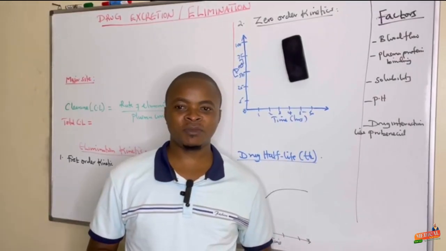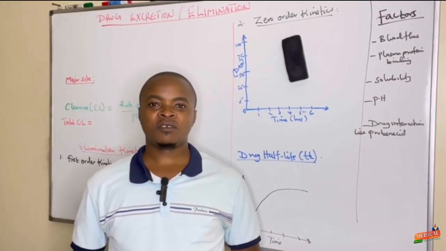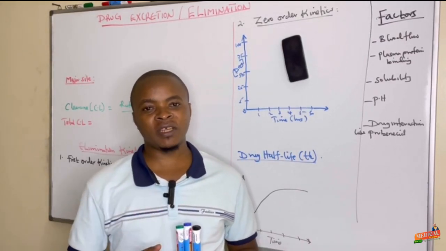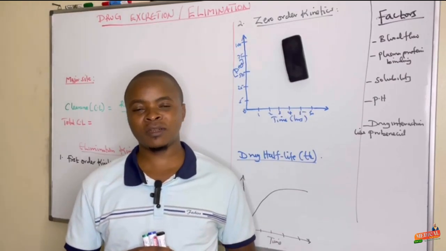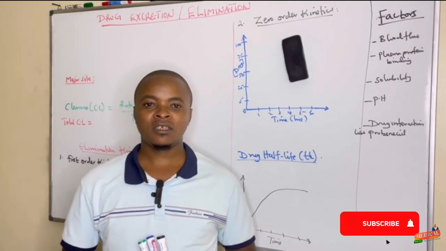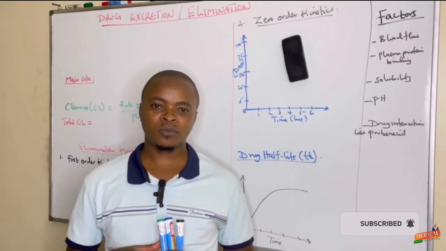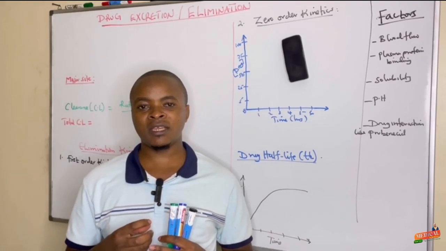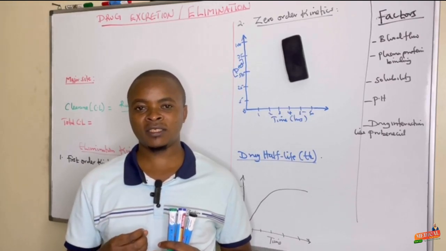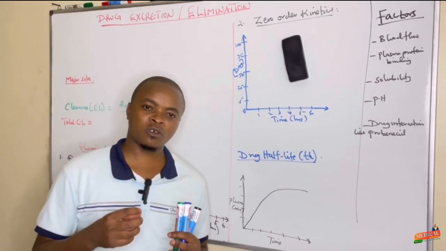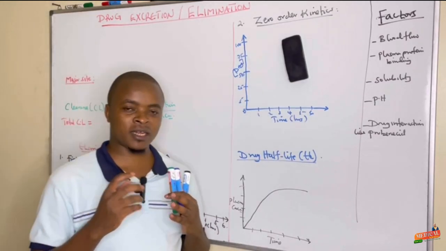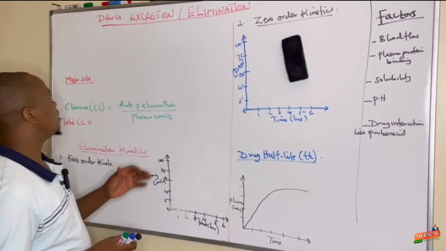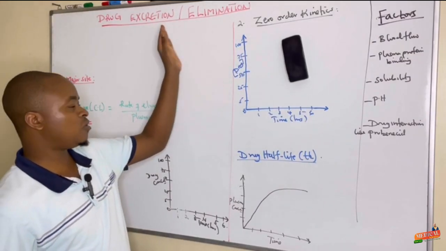In today's session at Medical Sciences Made Easy, we want to discuss drug elimination. In the previous video, we looked at drug metabolism, that is biotransformation, phase 1 and phase 2. The major importance of biotransformation is to make the drug water soluble to enhance elimination. So drug metabolism acts to enhance drug elimination, which is our topic today, that is excretion or elimination of the drug from the body.